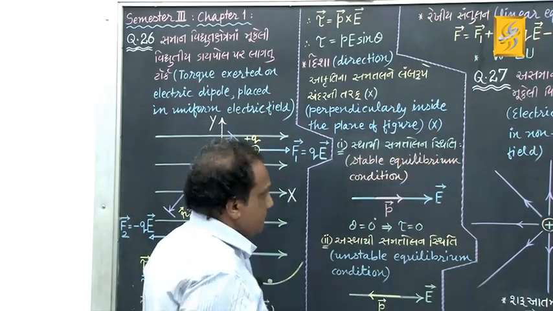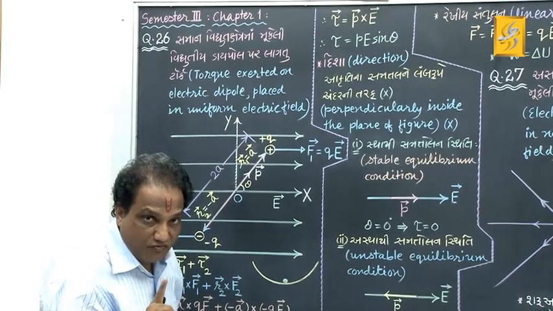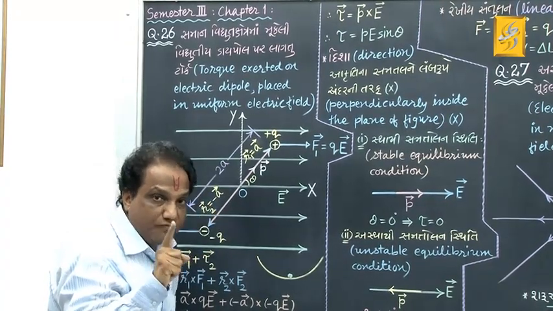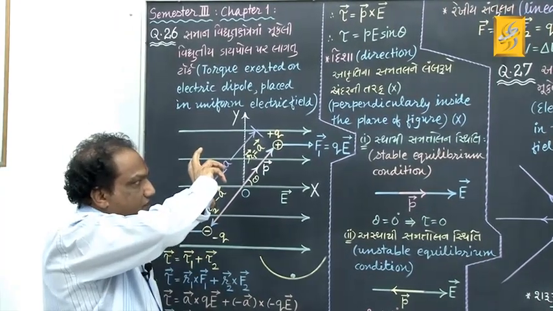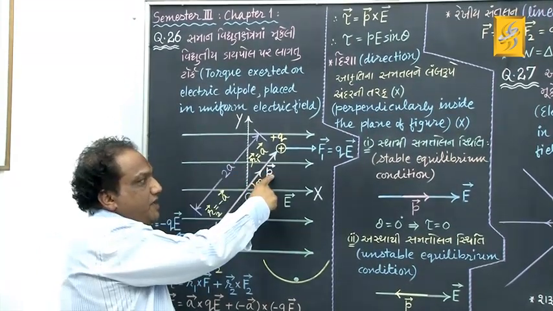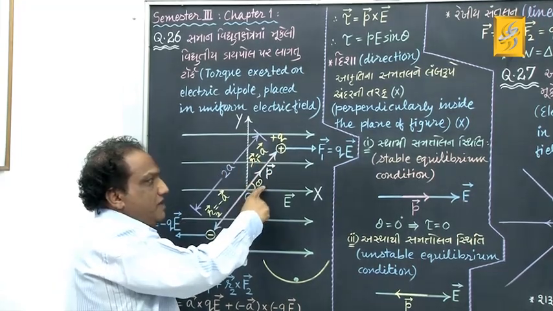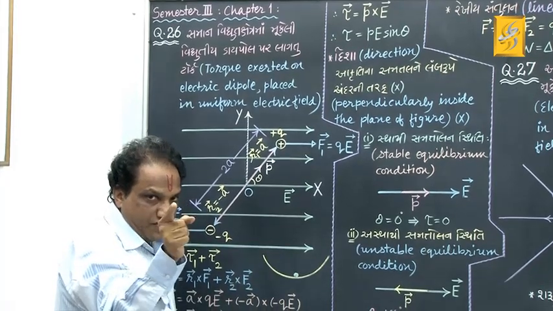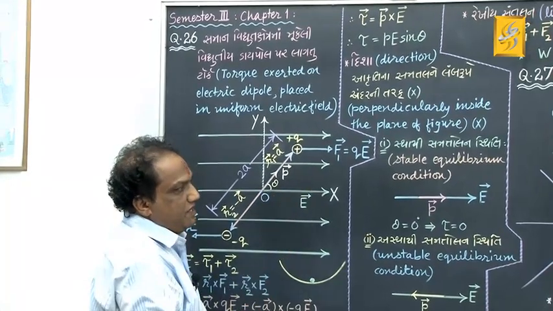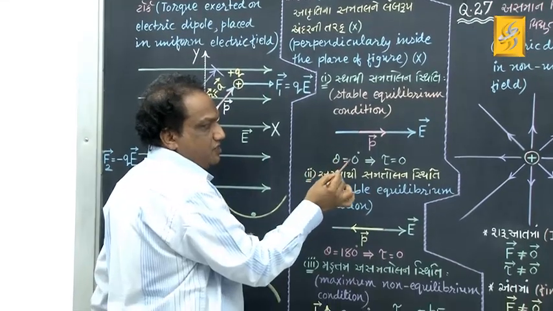Okay, fine. Now naturally, when torque is exerted, what will happen? This dipole will start rotating under the influence of the torque, and it will rotate this way, correct? When vector p is approaching vector E this way, ultimately what will happen? Theta will go on decreasing. At one stage, this vector p will become parallel to vector E. When vector p becomes parallel to vector E, theta is 0 degrees.